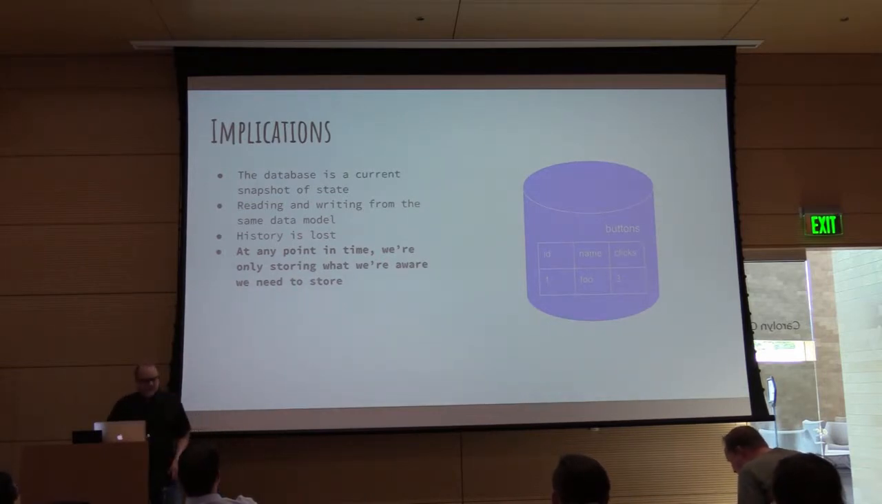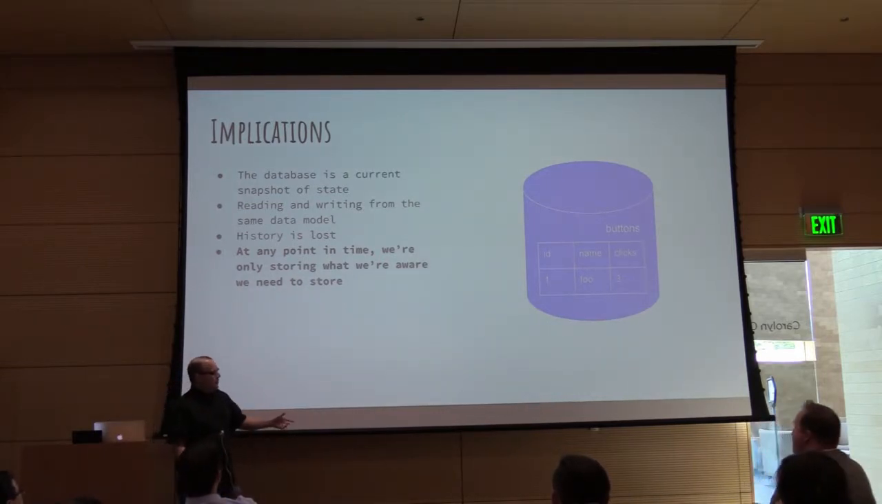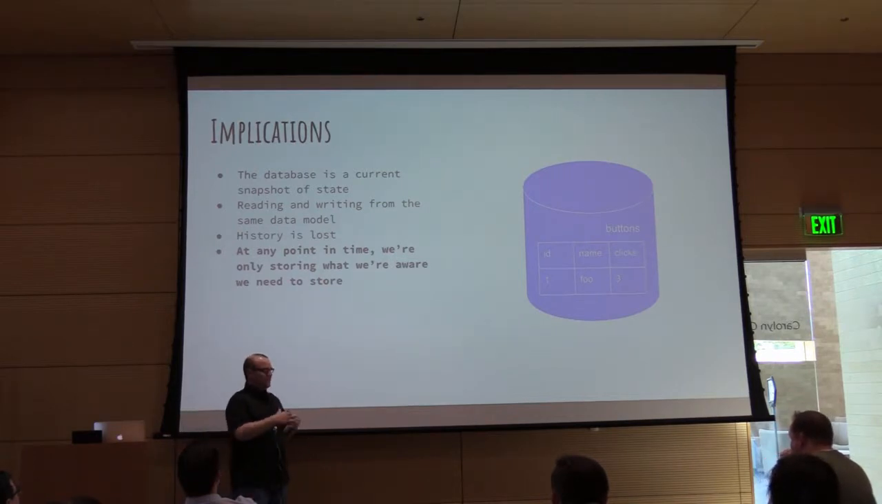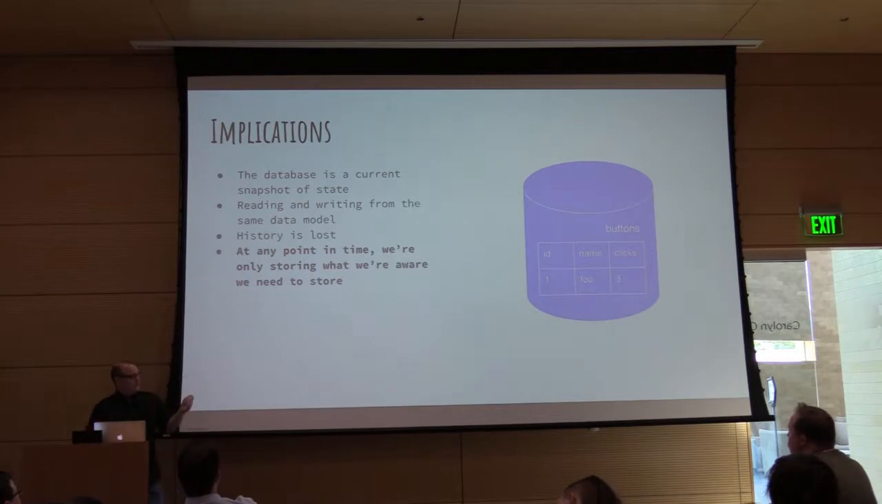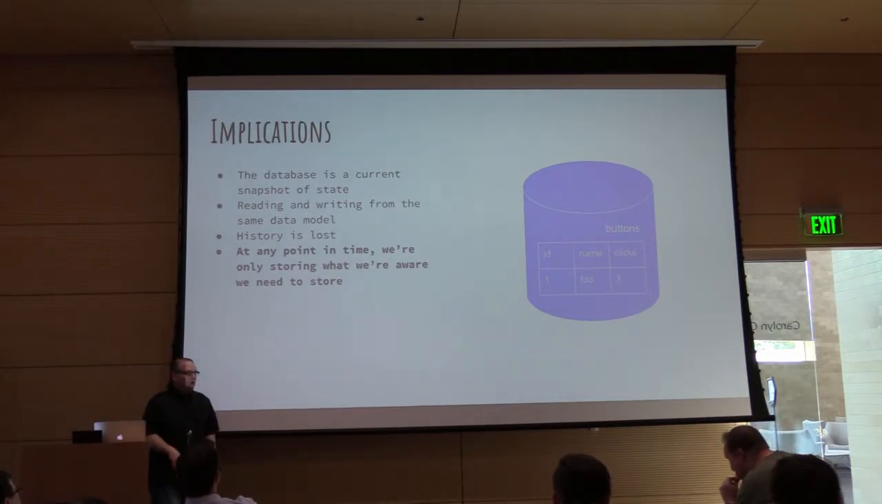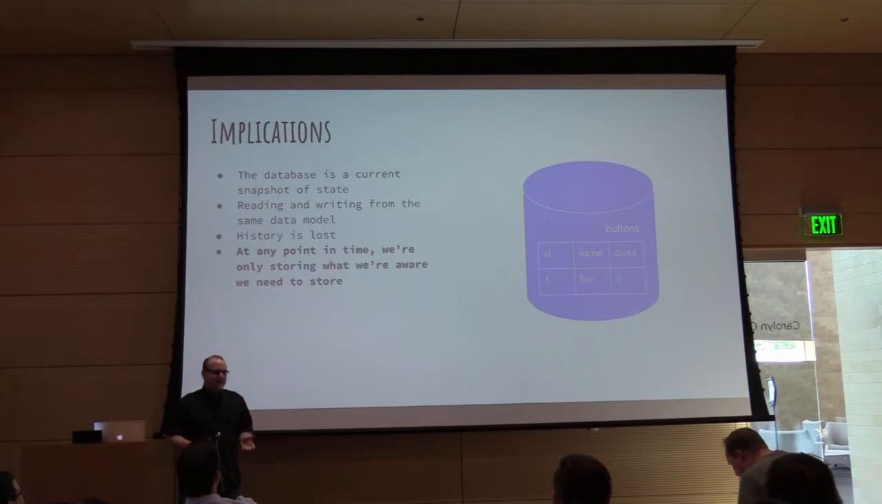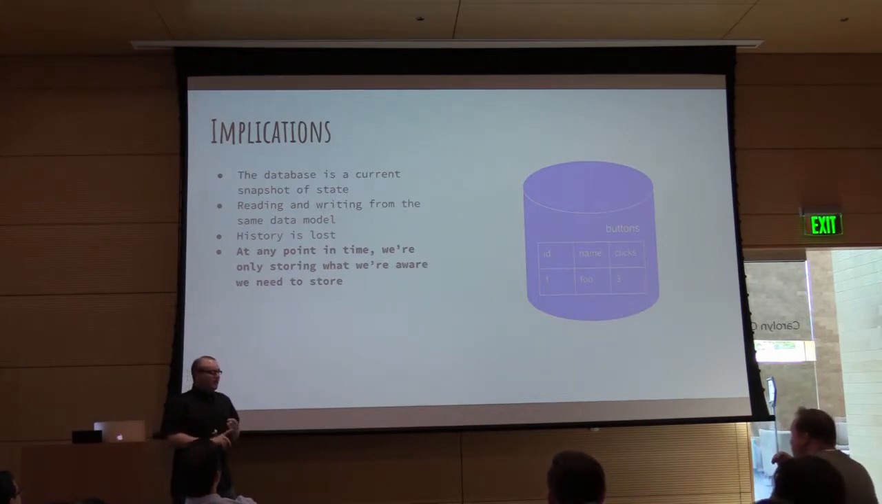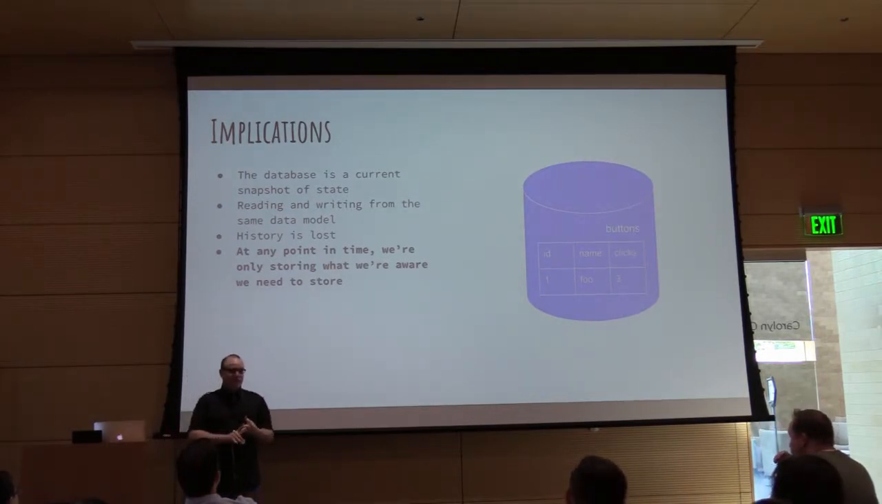What if, in addition to being able to just read a row out of a table, we want to see data in a different shape? Well, we can't do that in here because we just have this one way of storing it that represents the current state. And at any point, we're only storing what we're aware we need to store at that point in time. How many of you currently do, have before, or have a friend who's worked at a startup?